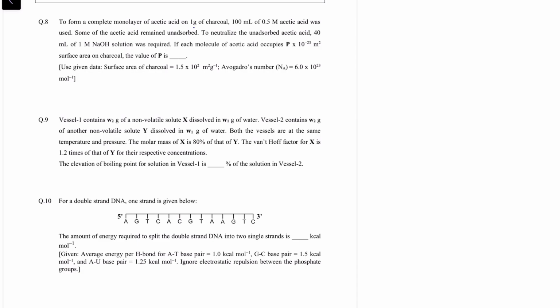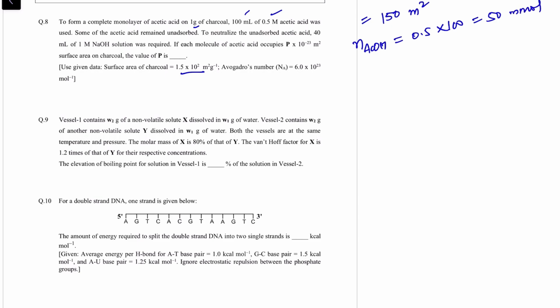The charcoal is given to be 1 gram. So the surface area of the charcoal is 1.5 into 10 to the power plus 2, which is 150 meters square. All right. Acetic acid is 0.5 molar and 100 ml. So the number of moles of acetic acid initially used is 0.5 mole multiplied by 100 ml. So this is basically 50 millimole.